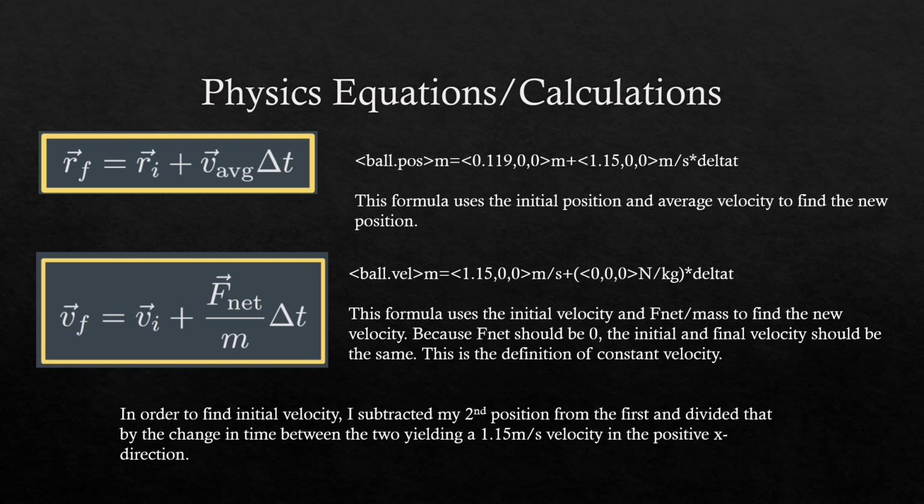In order to find the initial velocity, we had to start with taking and subtracting the first data point of position from the second and dividing that by the change in time. This yielded a 1.15 meters per second velocity in the positive x direction.